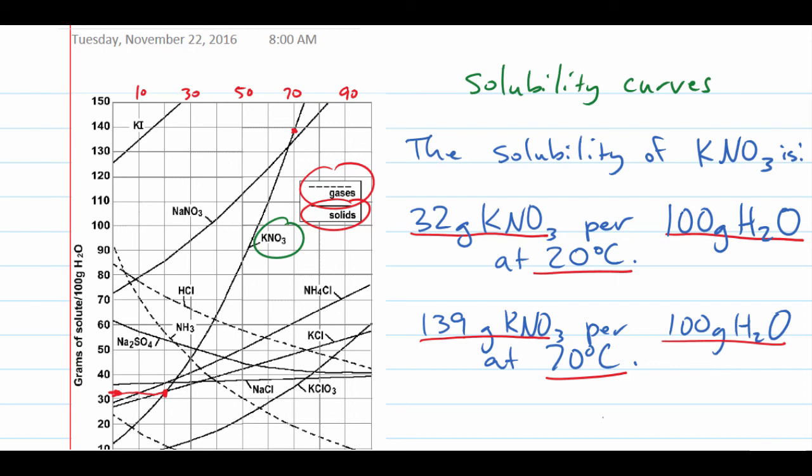Now, a couple of things that we'd like to point out here. First of all, this whole difference between solids and gases. In other words, why should solids increase their solubility with an increase in temperature? Why should gases decrease their solubility? And this one here is very easily explained. First of all, what happens to molecular motion when we increase the temperature?